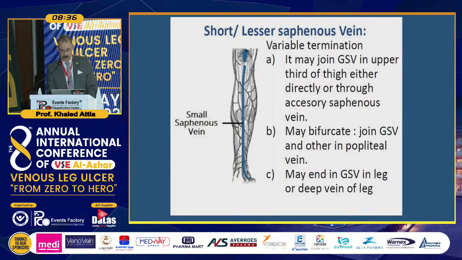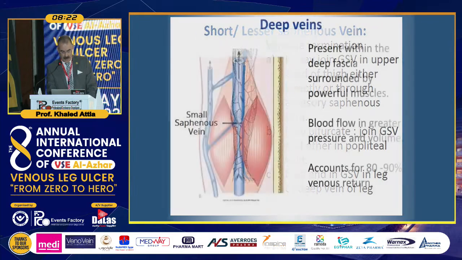Short saphenous vein has a variable termination. It may join the great saphenous vein in the upper thigh or the thigh, either directly or through the accessory saphenous vein, may bifurcate and join the great saphenous vein and the popliteal vein, and may end in the great saphenous vein in the leg or a deep vein of the leg.